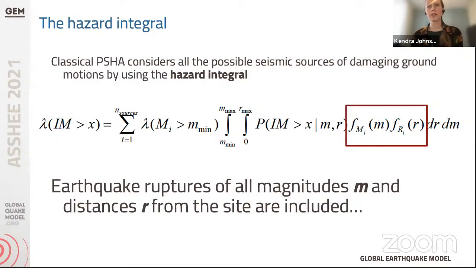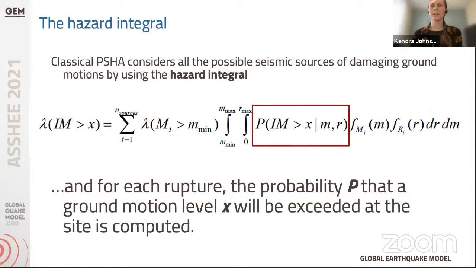It means that each source can produce ruptures of a range of magnitudes m, and that these ruptures will have different distances between the site and the rupture itself. So these distances are called r, and we're considering every single one inside of the integral. Then we say for each given rupture, what is the probability that the ground motion level will be exceeded at the site? So wrapping that all together, we're considering every rupture that could be produced by every source and trying to understand the likelihood of a ground motion level at the site given each of those ruptures.